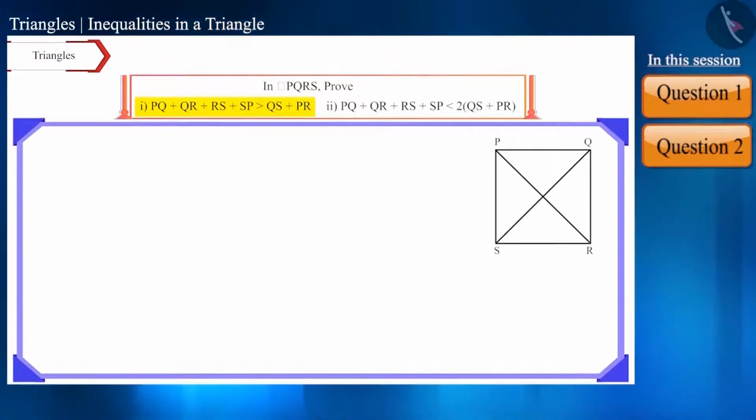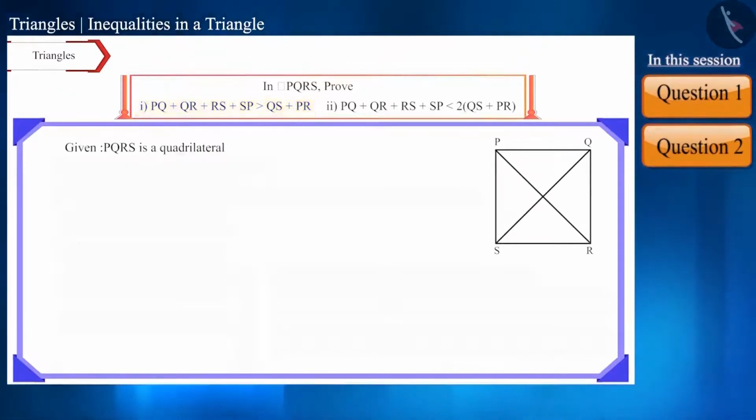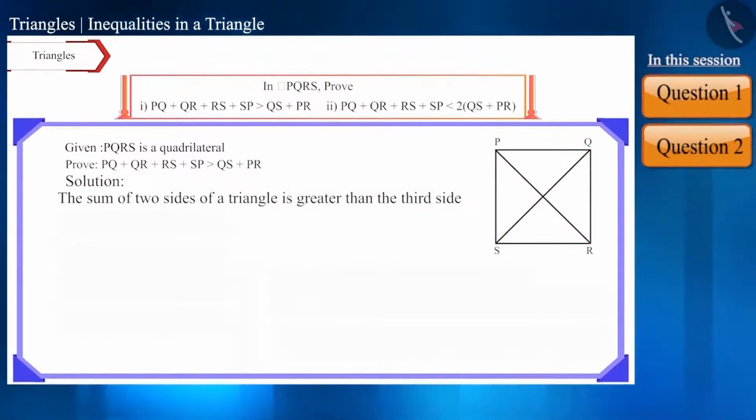We will solve the first question. We have to prove that PQ plus QR plus RS plus SP is greater than QS plus PR. In a triangle, the sum of two sides is greater than the third side. So, in triangle PQR, we can say that the sum of side PQ and side QR is greater than side PR.